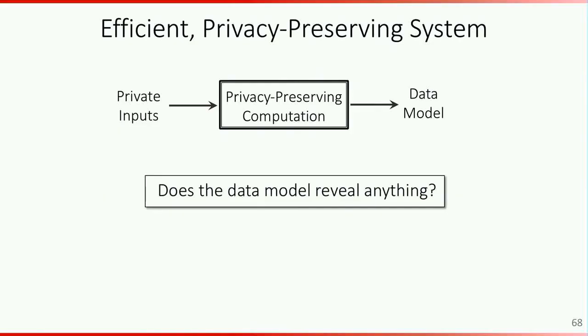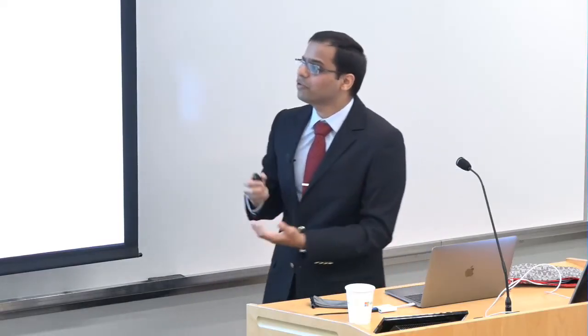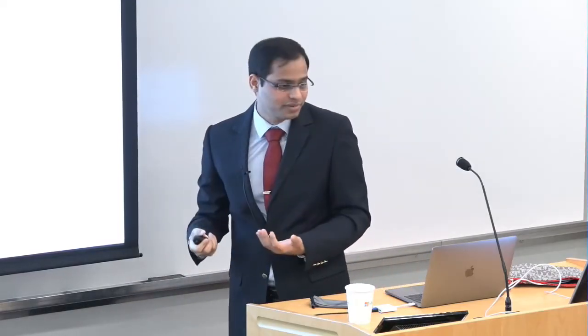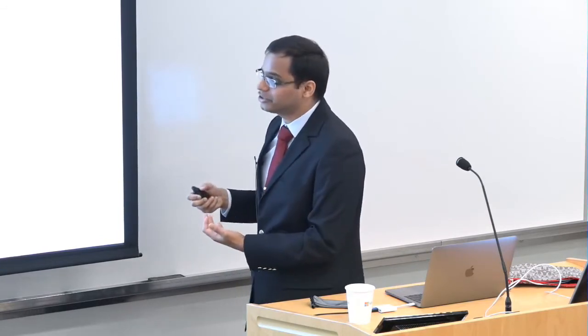Second, the data model itself, in some cases, can reveal a lot of information about your private inputs. And if that happens, the entire privacy-preserving computation you're doing in between is rendered useless. So you may want to use notions of differential privacy in conjunction with secure computation to ensure that you still have some realistic guarantees on your private inputs.